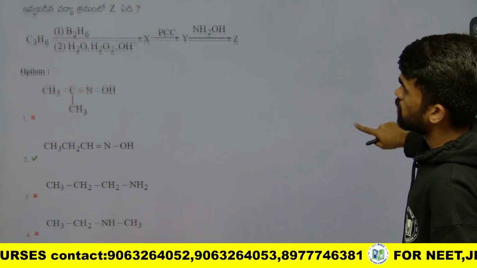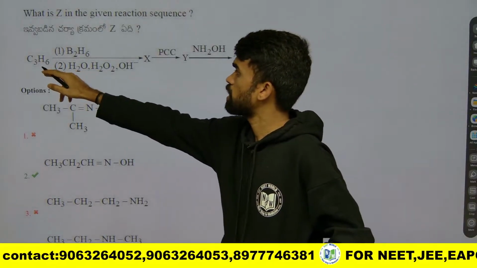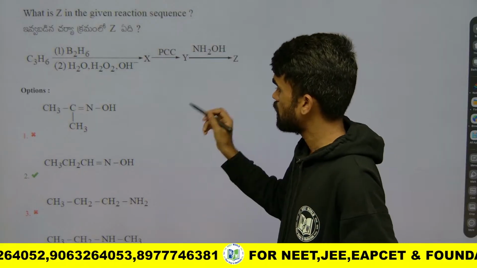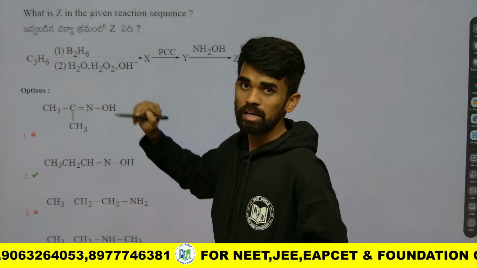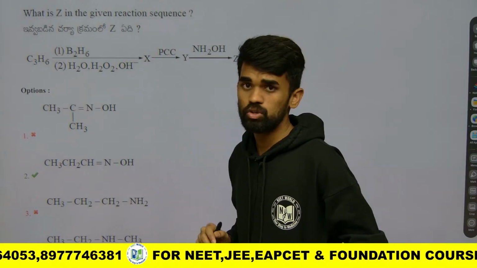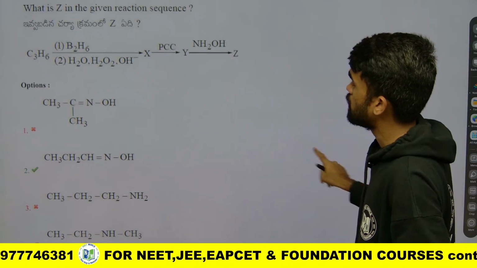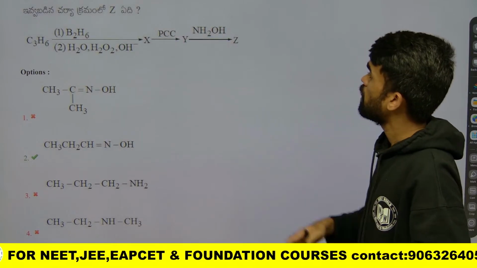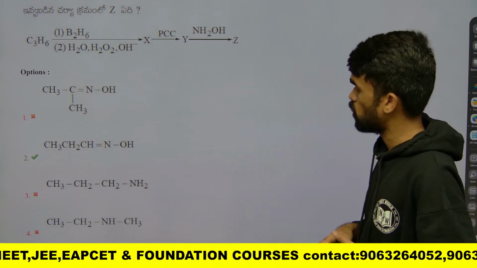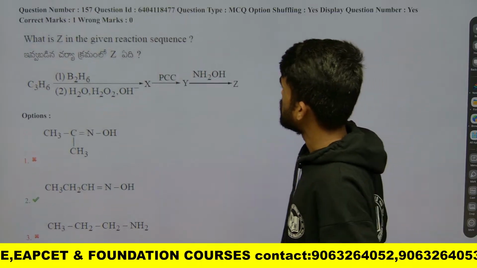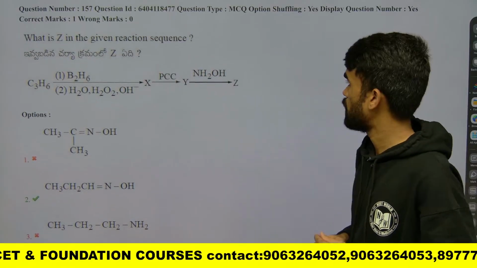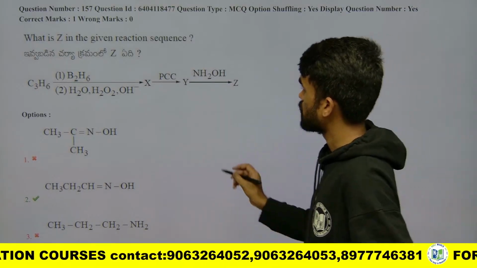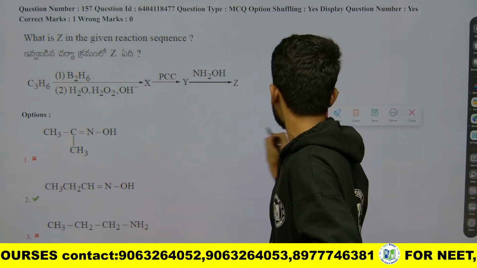This is hydroboration. Given the alkene, treat it with B2H6. At one position OH is added and at the other position H is added, which is further oxidized to form the respective carbonyl compound, and then treating it with NH2OH gives the product. That happens in this reaction. And this is our last question from this particular session.